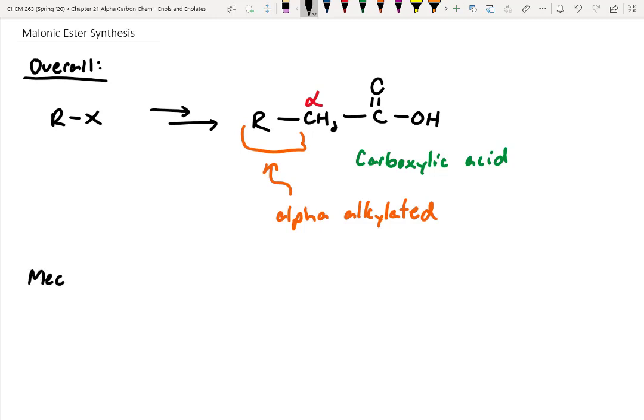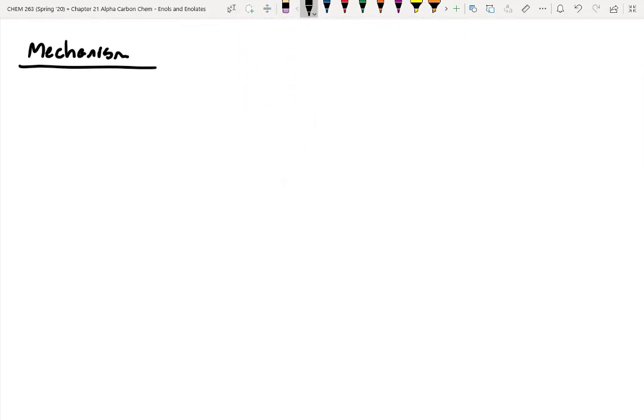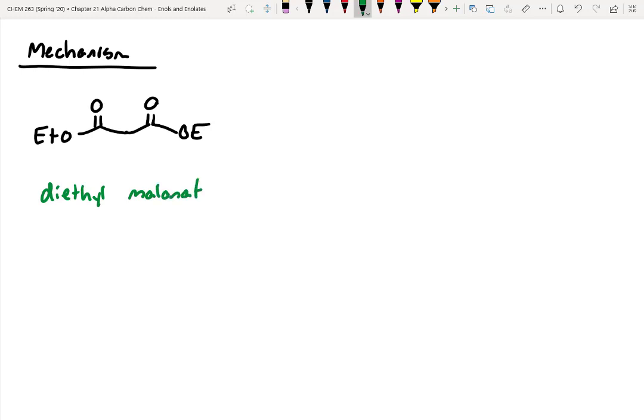All right, and here's the mechanism. The mechanism actually starts out with a different reagent, not our alkyl halide. What we're going to use is this di-ester reagent, where we've got ethyl esters off of each end. This is the classic one that's normally used. This reagent is called diethyl malonate. And if you remember, we went over diacids before, so if we swapped off each of these ethyl groups for a hydrogen, then it would just be malonic acid. That's why this is called diethyl malonate.